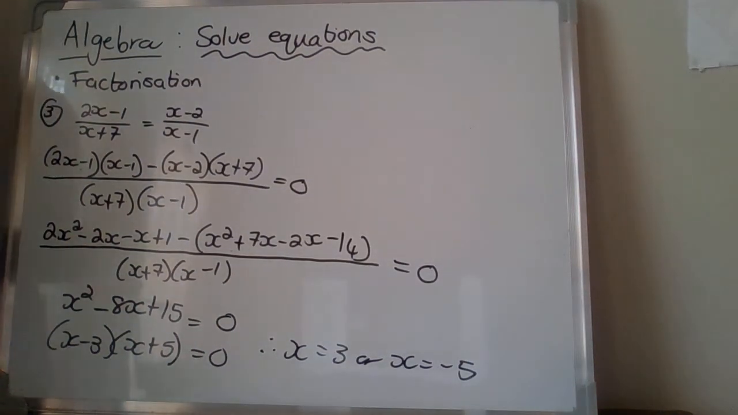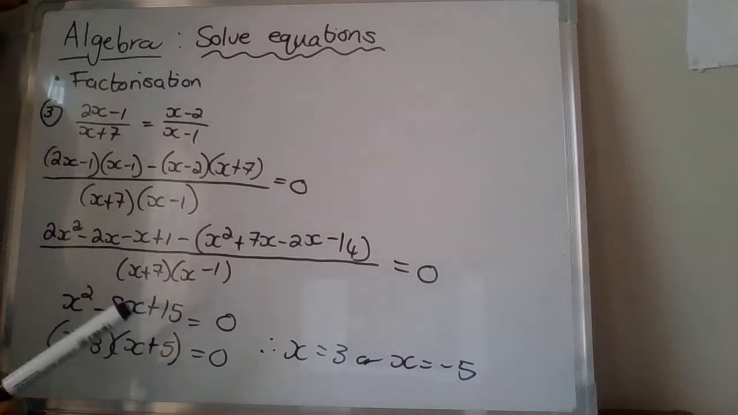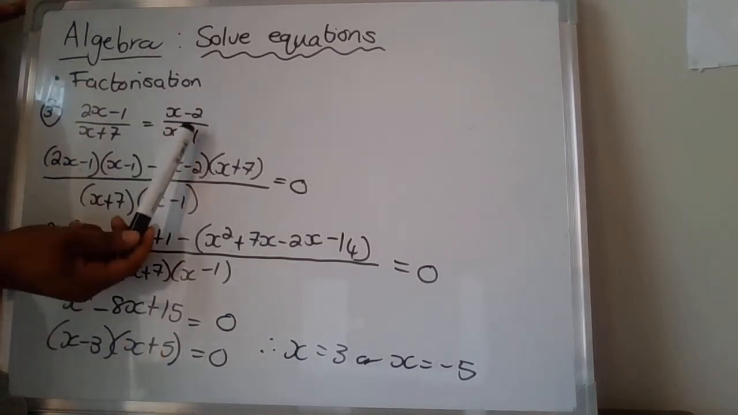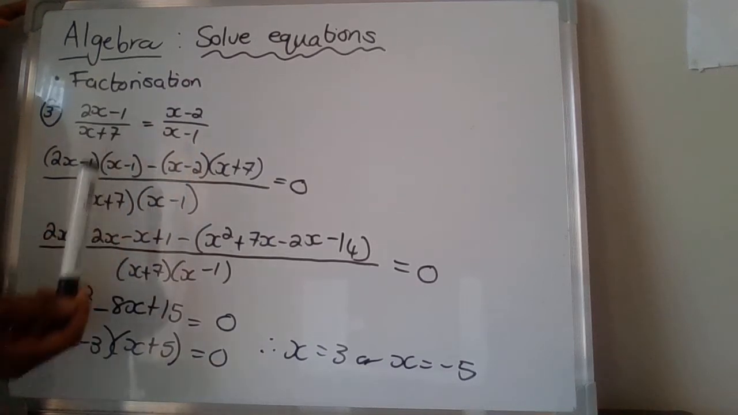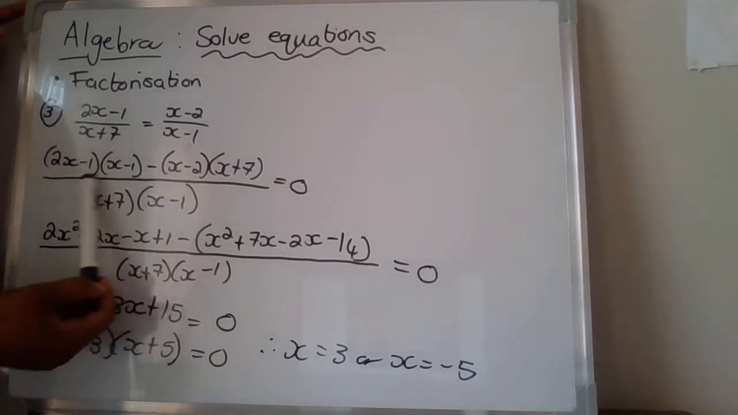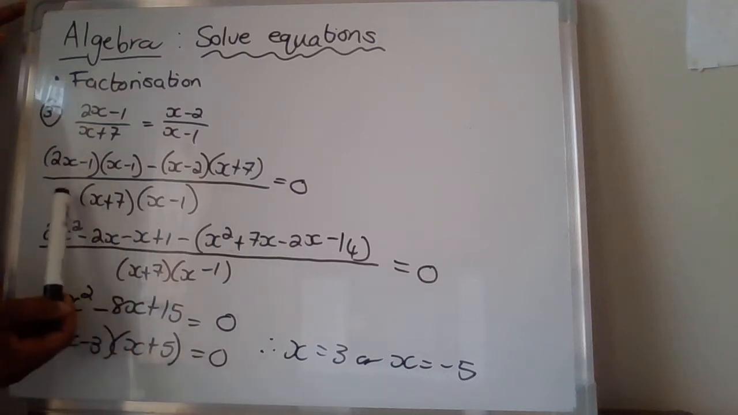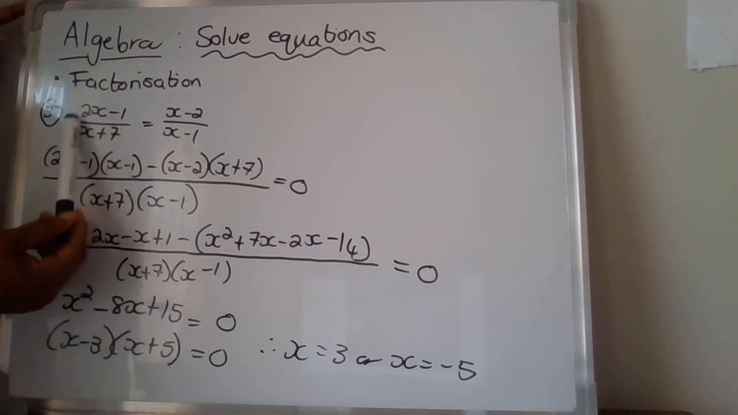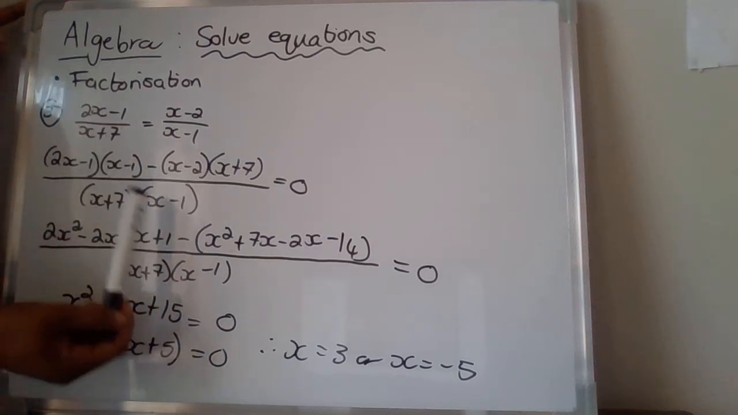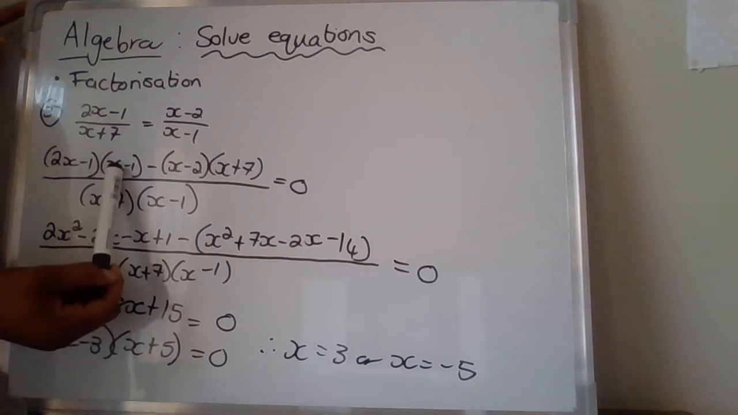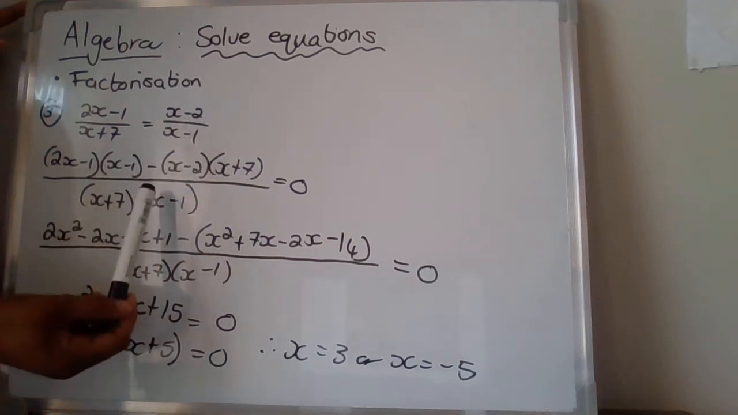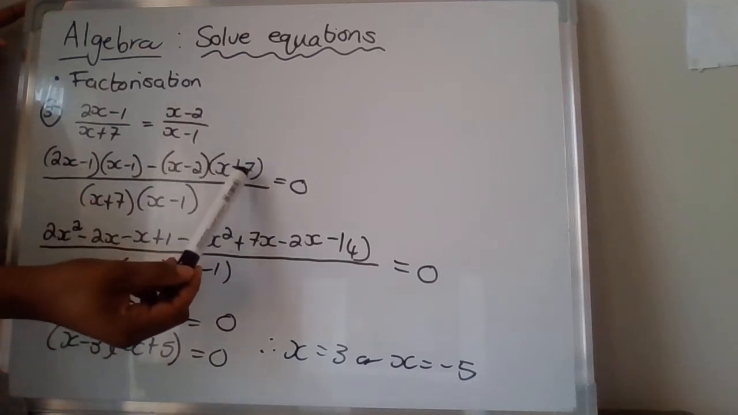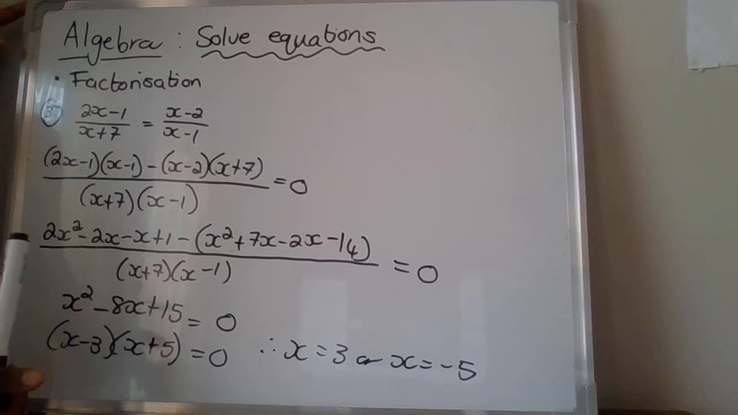So continuing with example 3. What I did was I brought this fraction over to the left-hand side, and from there I worked out what my LCD is, and then I multiplied. So this first term here, what I did to this denominator, I multiplied by x minus 1. So then I must multiply the top by x minus 1. Here, I multiplied this denominator by x plus 7, so the top part I must also multiply by x plus 7.